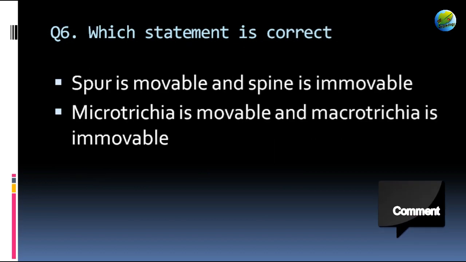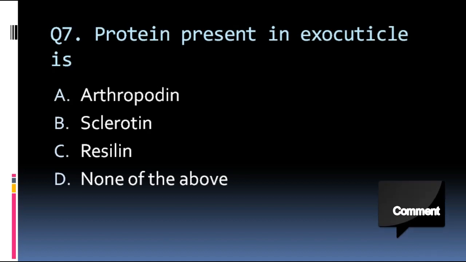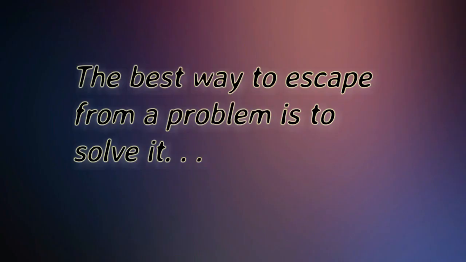Question number 5 is match the following. Question number 6 is which statement is correct? Spur is movable and spine is immovable. Microtrachea is movable and macrotrachea is immovable. And question number 7 is protein present in the exocuticle is arthropodin, sclerotin, resilin, or none of the above.